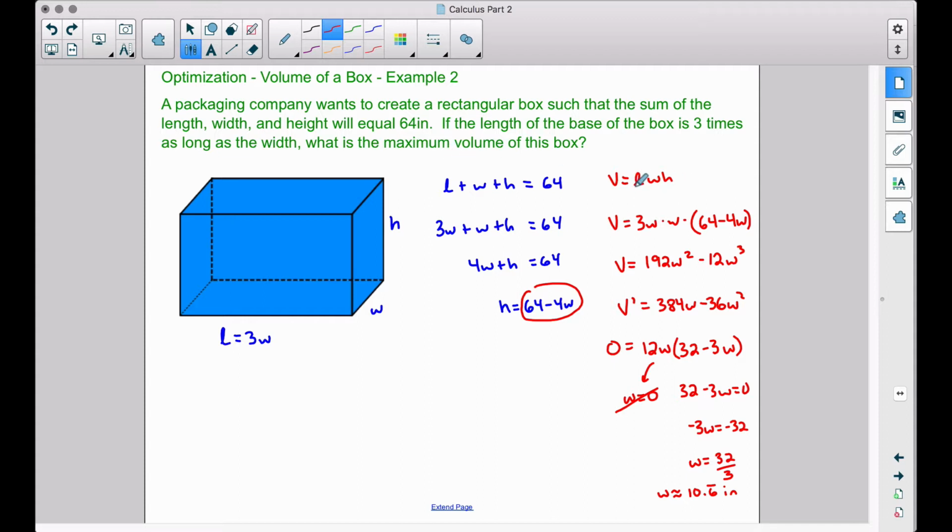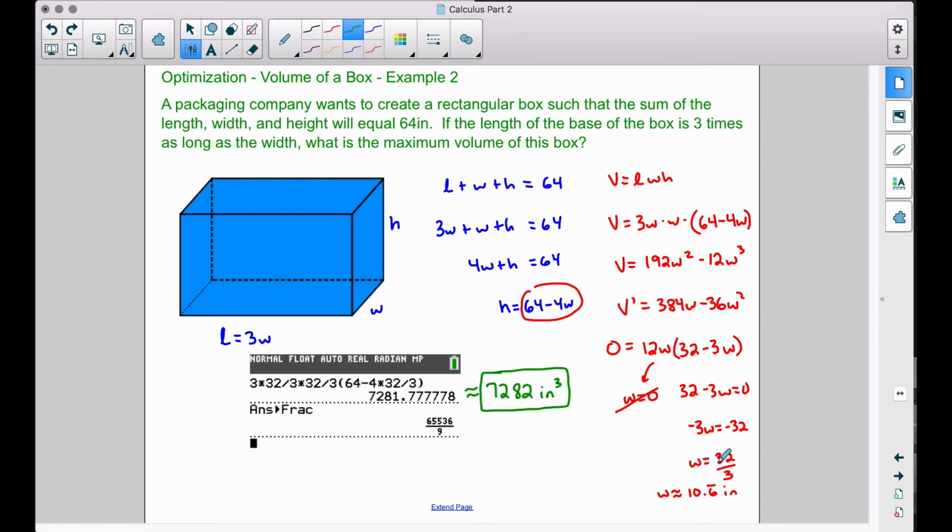So we want to find the length times the width times the height. Well, recall, we got the length, the width, and the height. All of this stuff we got in terms of W. So we can take this 32 over 3, we can substitute that into W into these 3 spots up here, and that will give us the volume of the box. And as a matter of fact, the maximum volume of a box that has all these given conditions up here.